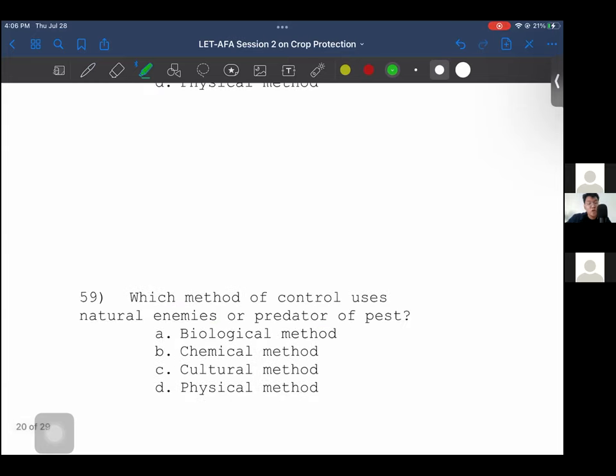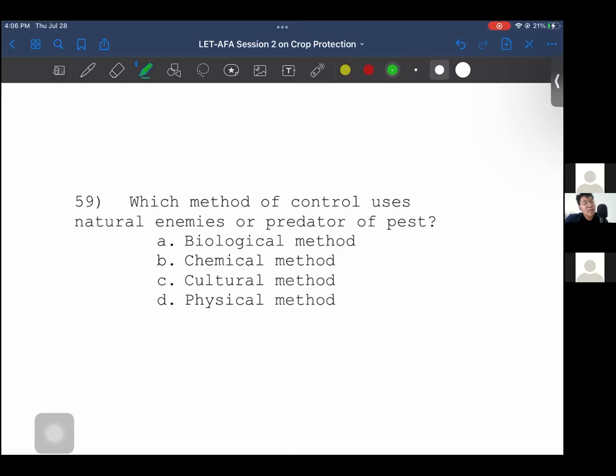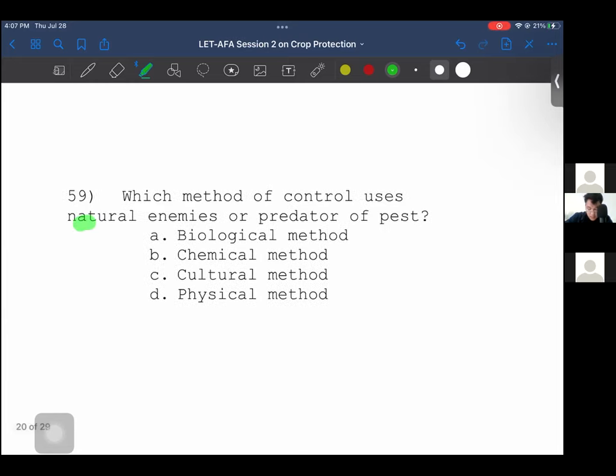Okay, which method of control uses natural enemies or predator of pests? Okay, so for this question, the answer is, as what we've tackled a while back, biological method. Kasi andyan na yung natural enemies, andyan na yung predator of pests. So this is no longer a chemical, physical, or cultural application or control. Ayan, so biological na siya. Kasi meron nang involve na other living entities.